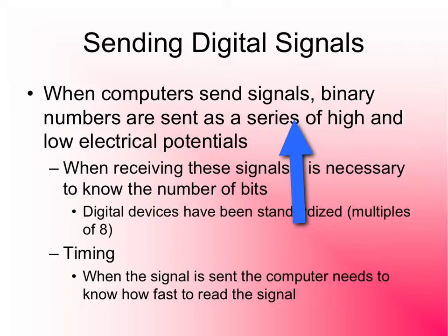And so digital devices have been standardized, and everything you find is going to be in some multiple of 8. And so not only do they have to know the number of bits, they have to know how fast it's coming in, how many bits per second. So not only how many numbers am I reading, that's going to be a specific code, so I get everything right, but how fast are those numbers coming in? If the timing isn't right, it's not going to read every single signal. It might miss a couple, which is, of course, going to throw off the entire signal.